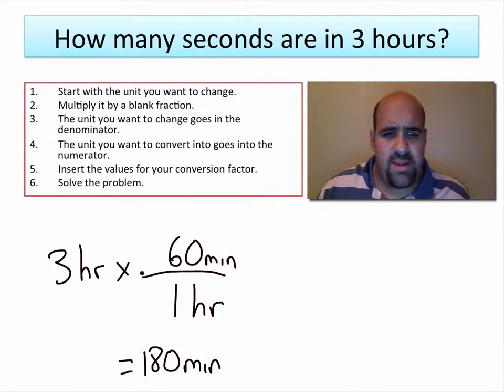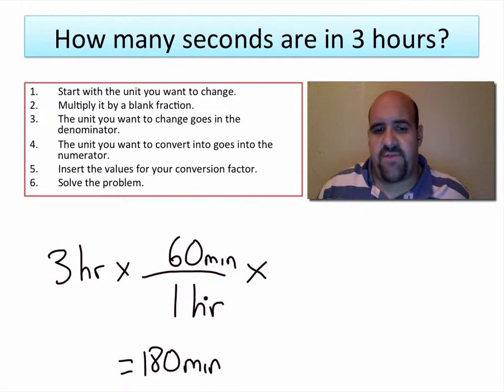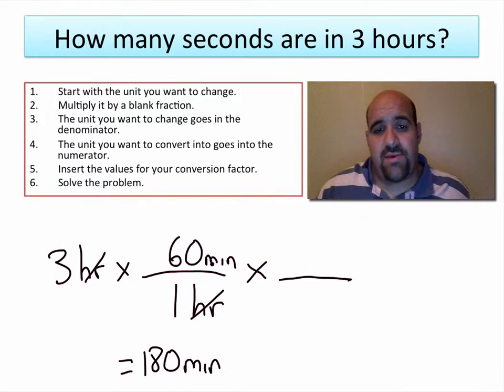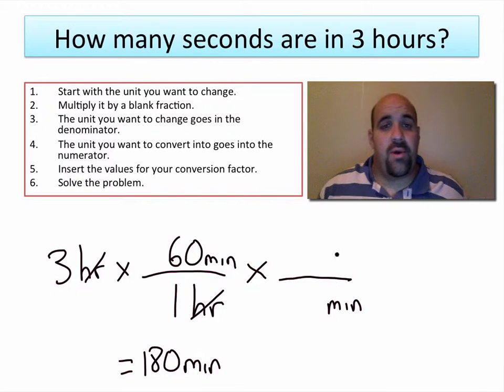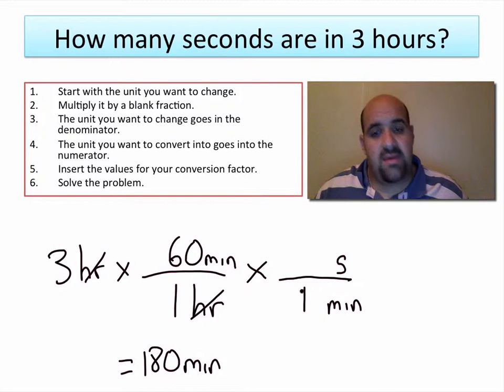So what I'm going to do is take this unit conversion here, and continue it. I'm going to multiply it by another conversion factor. I know these hours canceled. Right now I'm left with minutes. I need to get rid of the minutes. So I got minutes here, I'm going to put minutes here. And I want to go into seconds as a final answer. And I, of course, know that 1 minute is 60 seconds.